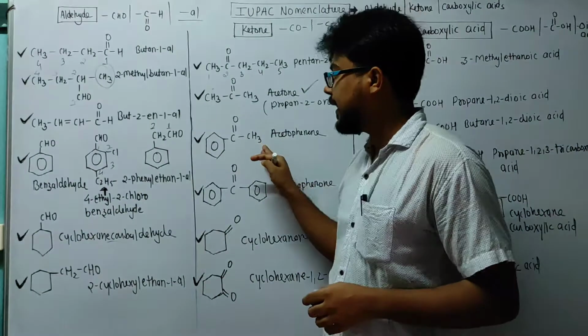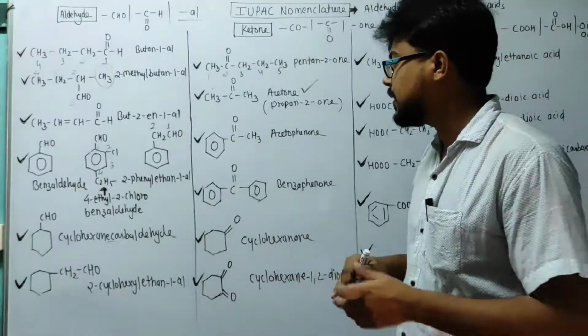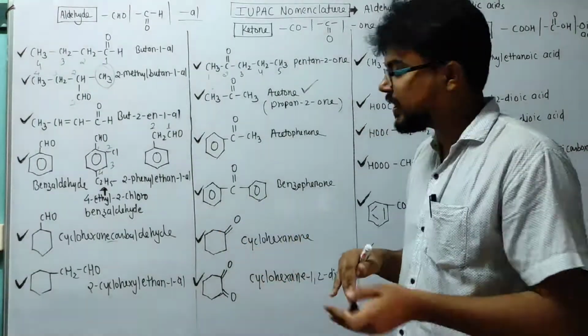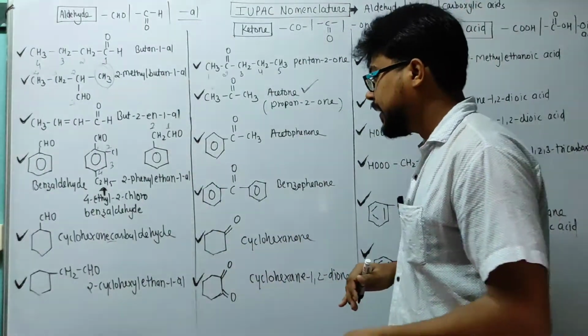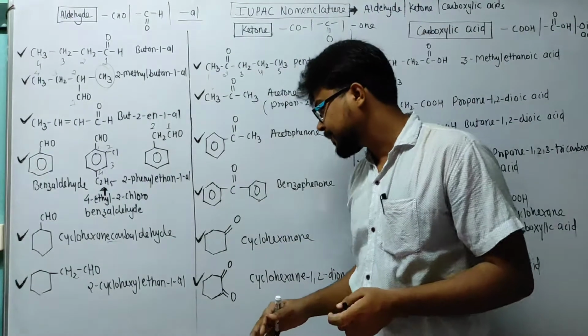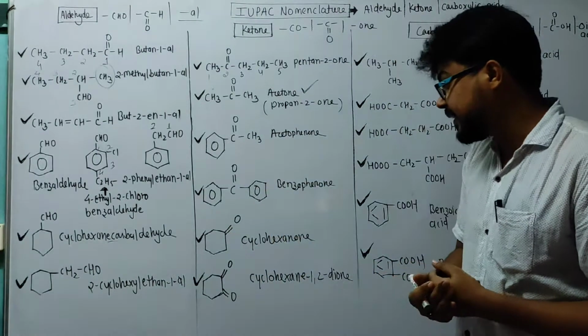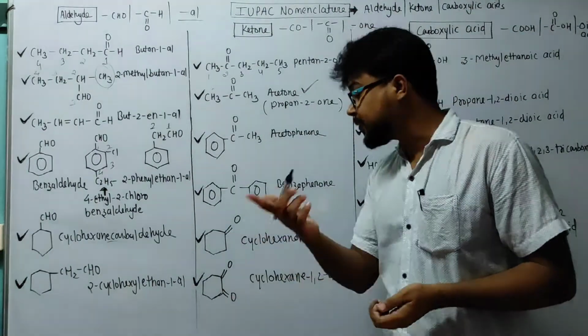If one benzene ring is there in place of one CH3, it is acetophenone. If two benzene rings, two phenyl rings, we can say benzophenone. If the ketone is connected with a cyclohexane system, then cyclohexanone, or cyclohexane 1-one. If two CO groups are there, then cyclohexane 1,2-dione.